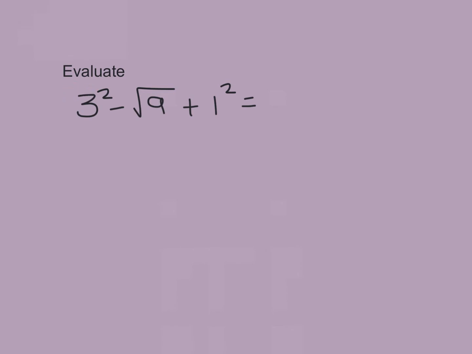Alright, have a go at this one. 3 squared minus the square root of 9, add 1 squared. Work that one out for me. Put the video on pause and come back when you're ready.